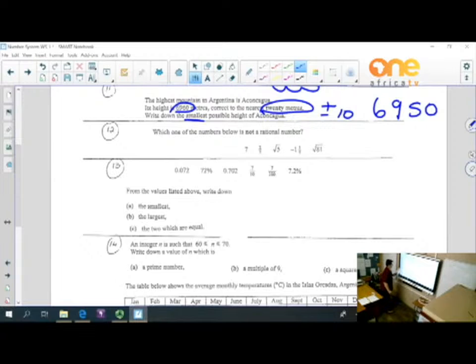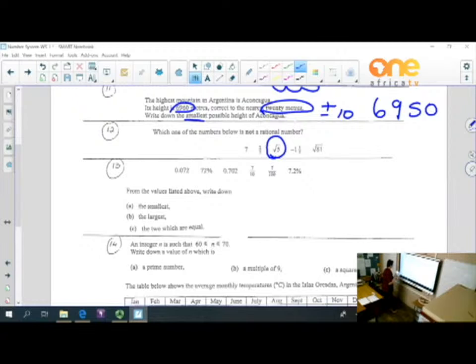Question 12. Which of the numbers below is not a rational number? What is a rational number? I can write it as a fraction. Decimals or vulgar fractions, plus or minus, that is rational. Now the only one that I cannot write as a fraction will be this one. I'll have to round it off. Press your calculator to make sure, but you'll have to round that one off.